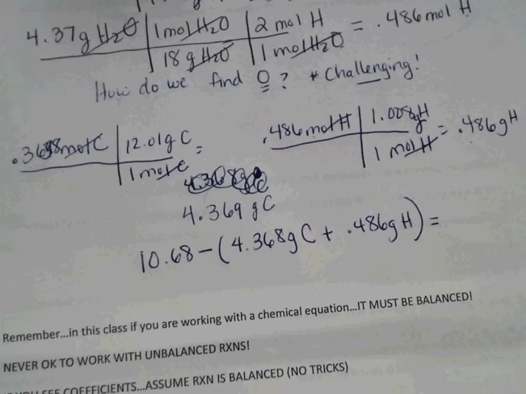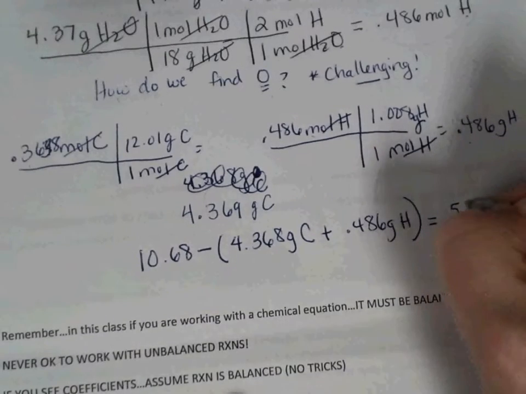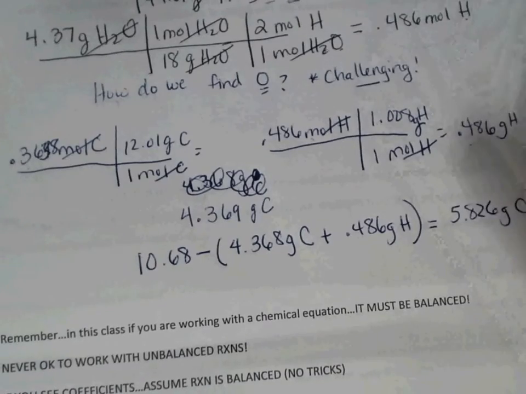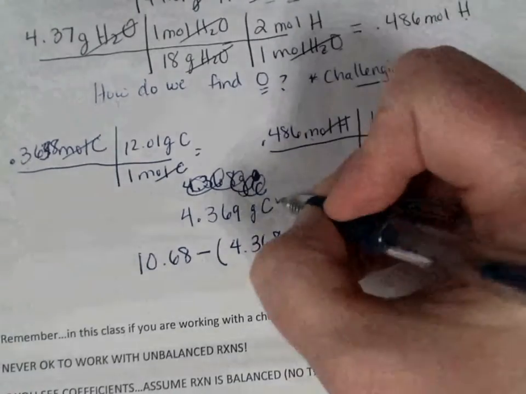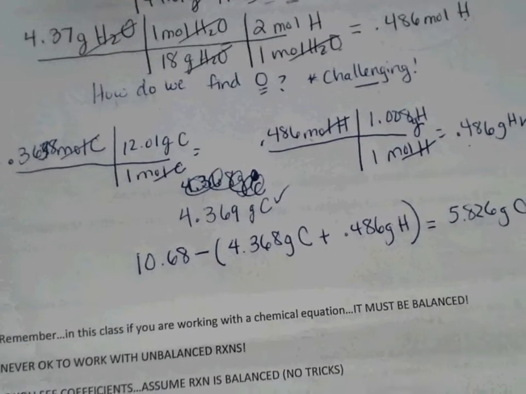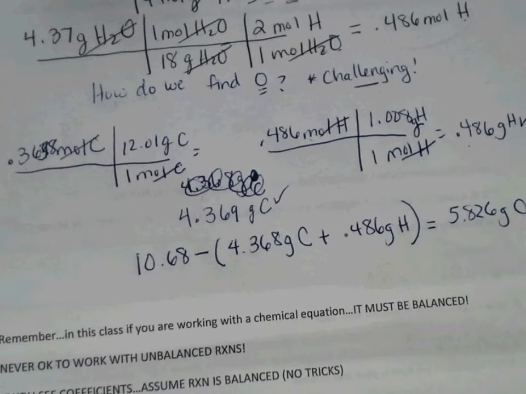You should have something close to this, like 5.826. Okay. All right. Now, I'm out of room. What does this mean to me? I'm just going to write what you would do next, but we're not going to do it. Because now I've got everything that I need to find empirical and molecular, right? Because I've got grams of oxygen, grams of hydrogen, and grams of carbon. Then you convert to moles, then you divide by the smallest, and those are your subscripts.